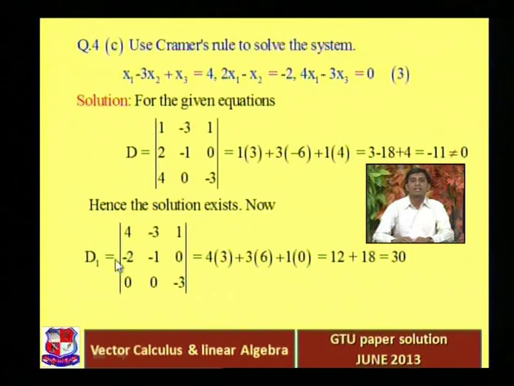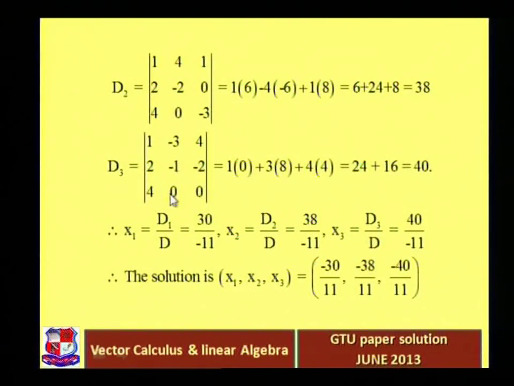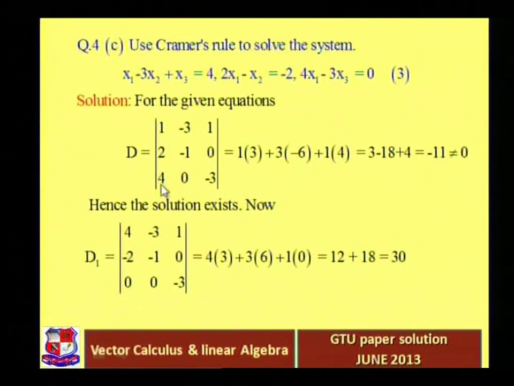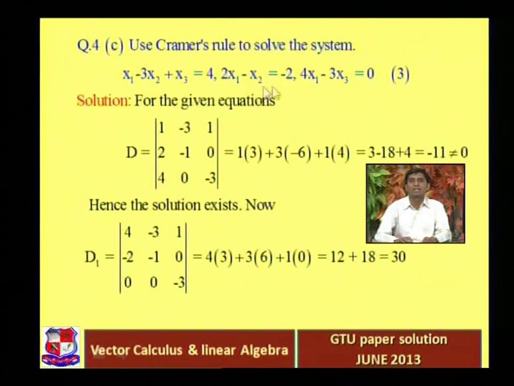Now find another three determinants, call them d1, d2, d3, where d1 is exactly this determinant, but remove the first column from D and add the constants 4, minus 2, 0, which are the right hand side of the three equations. You can see 1, 2, 4 are removed here, and instead of the first column we add 4, minus 2, 0. All other elements are the same: minus 3, 1, minus 1, 0, 0, minus 3.